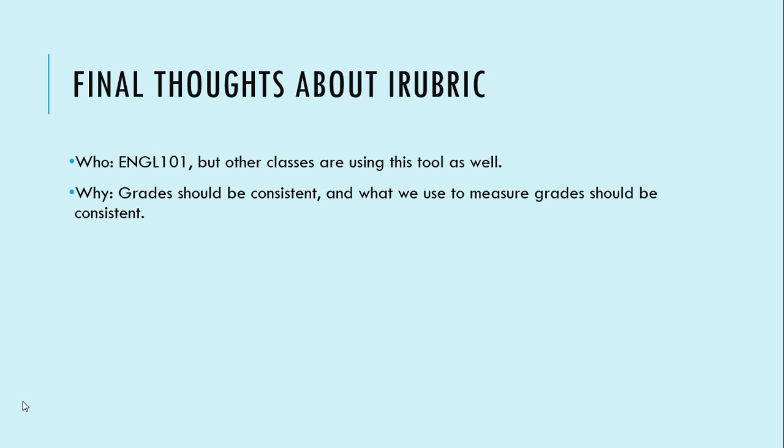The why, I mentioned this a little bit ago about inter-rater reliability. Grades should be consistent. What we use to measure grades should be consistent as well. That's important to make sure that everybody's classes are being scored the same way. That doesn't mean that we might agree on the score for an essay. We'll all probably grade an essay a little bit differently, but the rubric doesn't change, and that is an important distinction.